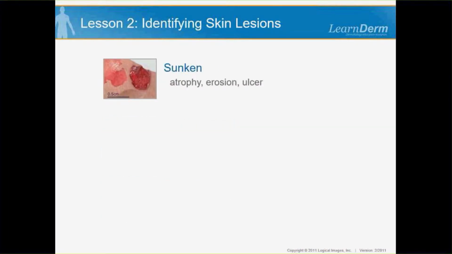And finally, there are lesions in the sunken below the surface category, which include atrophies, which are thinning of the skin. And you could have a very superficial atrophy, like an epidermal atrophy, or a deeper atrophy caused by the dermis or the subcutaneous tissue thinning. And then, of course, when you lose the surface of the skin, if you just lose it superficially, that's an erosion. But when you lose the entire epidermis, and you're into the dermis or subcutaneous tissue, that's an ulcer.